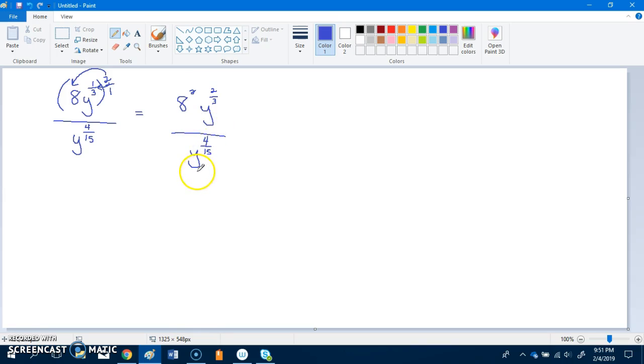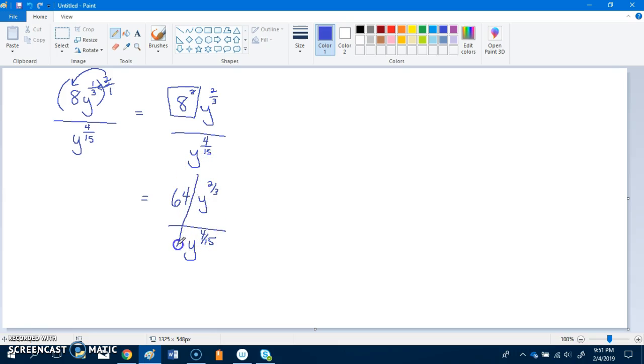What I want to do is simplify this. 8 to the power of 2 is the same as saying 8 times 8, so that's going to give us 64. And then we have y to the 2/3 divided by y to the 4/15. Okay, so we're getting closer.